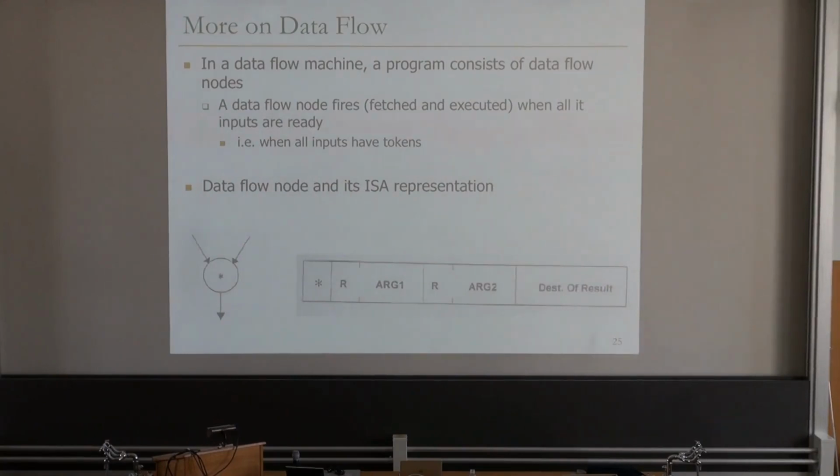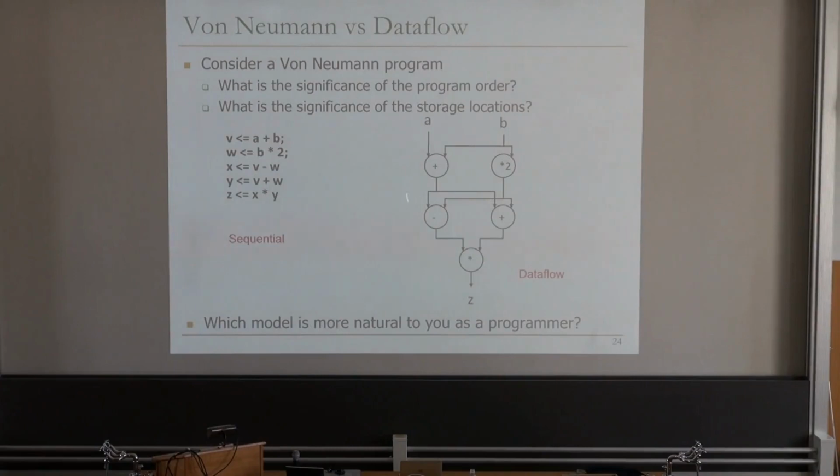Okay, so more on data flow. Actually, I have more lectures on this, and you've seen this actually in digital circuits if you've taken them. But I think this is really interesting. In a data flow machine, a program consists of data flow nodes, and a data flow node fires. It's fetched and executed when all of its inputs are ready. Now, we're not talking about mapping the data flow graph onto a reconfigurable architecture. I think that's really interesting.